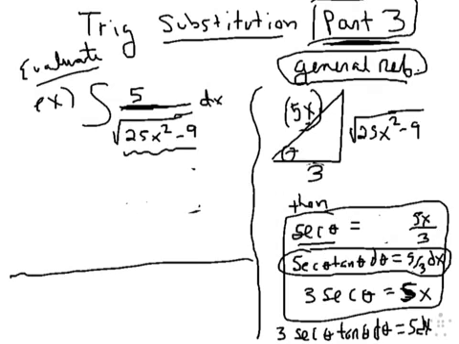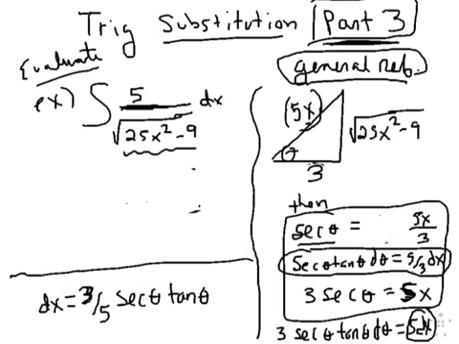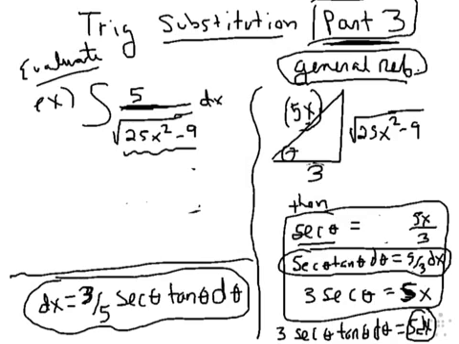Okay, let's lay out some more pieces of the puzzle then. Then dx would be, clearly if I wanted to get dx by itself, I'd have to divide by 5. So dx would equal 3/5 secant theta tan theta d theta. So this is obviously the piece that we're going to need in order to do a replacement on dx. Okay? So let me just highlight this.